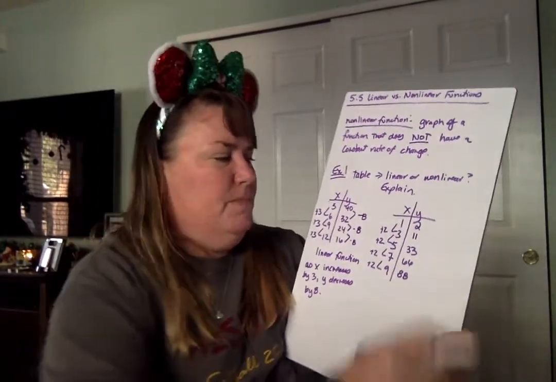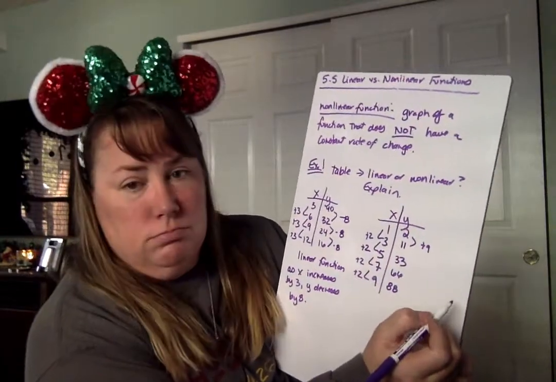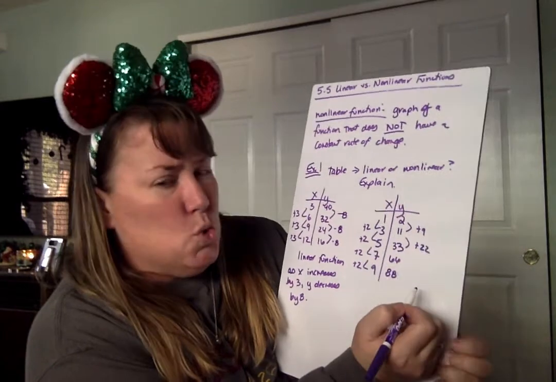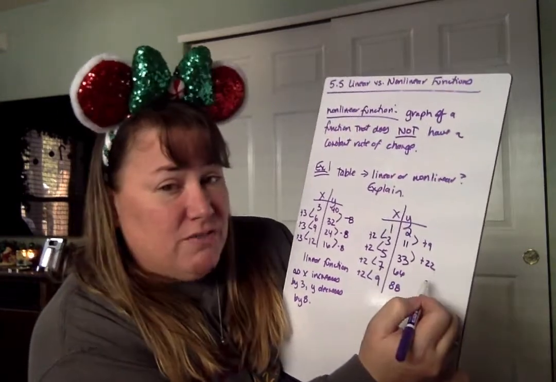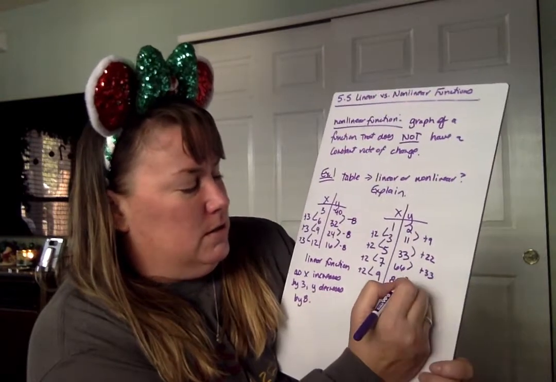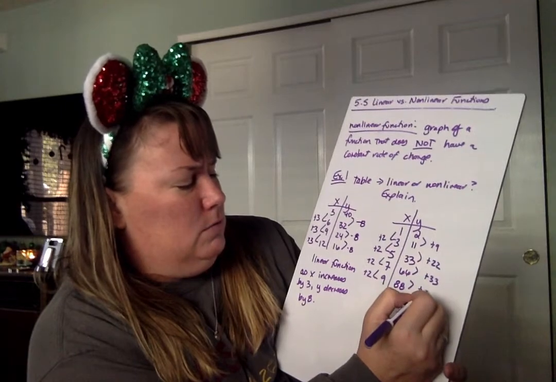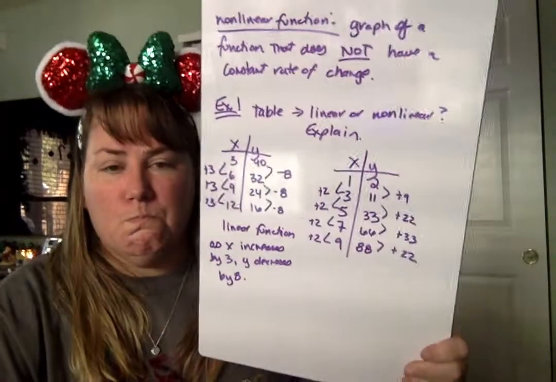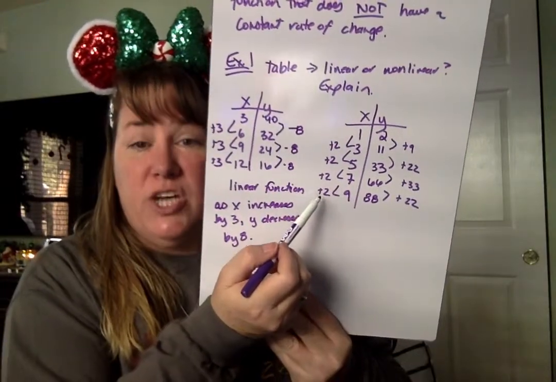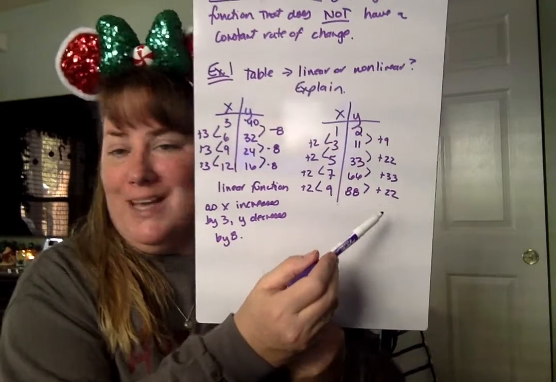Now on the y, so 2 to 11, you're adding 9. From 11 to 33, you're adding 22. You still have to continue. 33 to 66, you're adding 33. And 66 to 88, you're adding 22. Okay. The change in x is constant. That's good. The change in y, it is not constant.